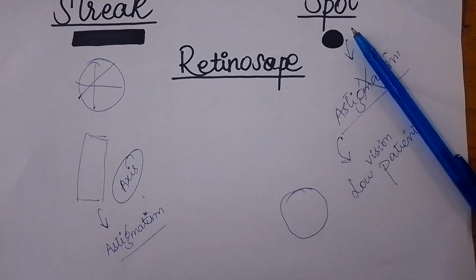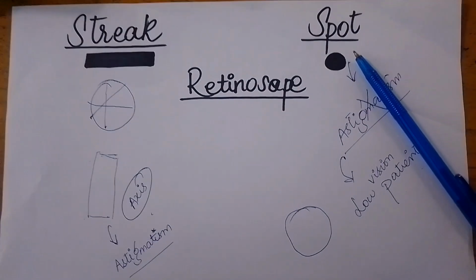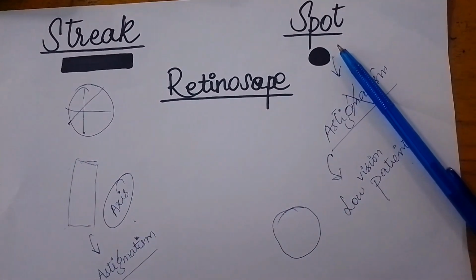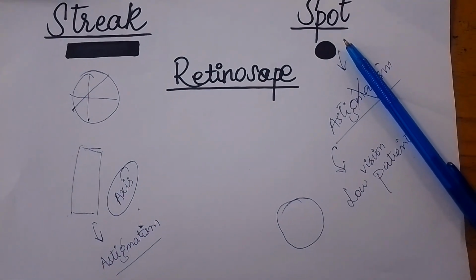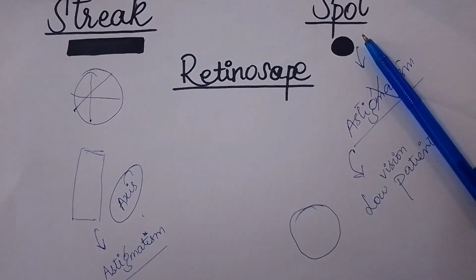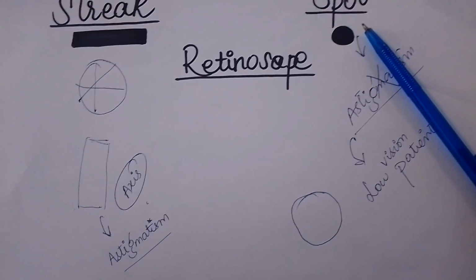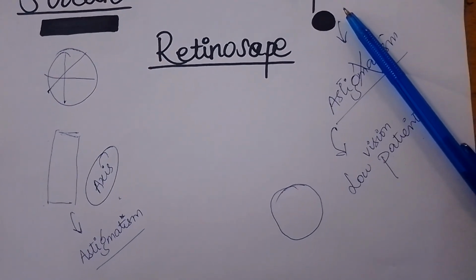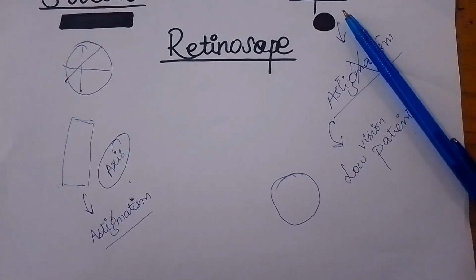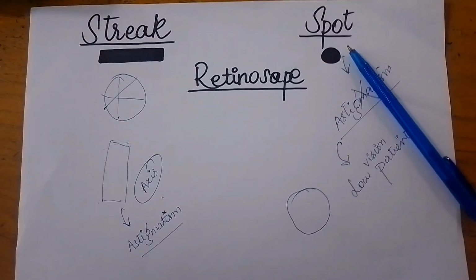The streak retinoscope can measure the astigmatism and it can check all the meridians of the eye. But the spot retinoscope only measures the refractive error, myopia or hypermetropia, but it cannot evaluate the astigmatism in the patient's eye. So it cannot check the meridians. That is why it is only used in patients with low vision that have very little vision, so that we can enhance that residual vision. In those cases we use the spot retinoscope.